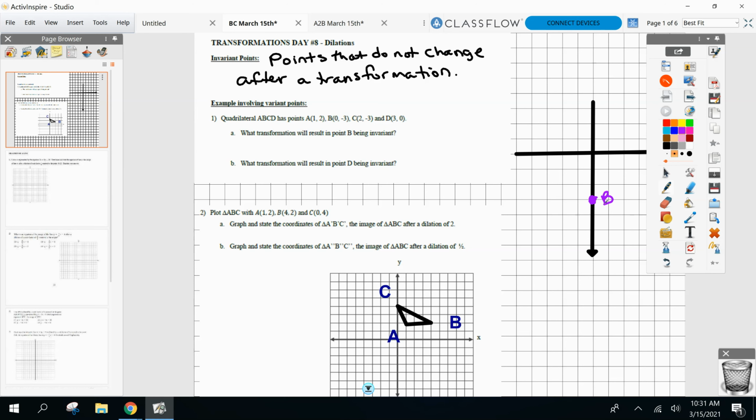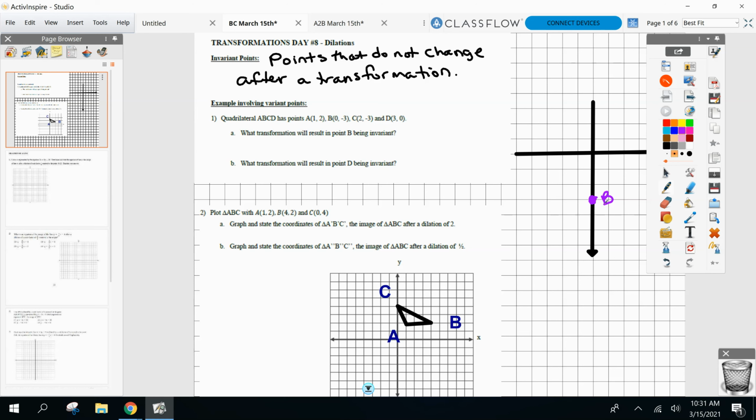What I need your help with is, can you come up with a transformation, and be specific, that will land B prime exactly where B is? So B is not going to move after I perform your transformation. That would make it invariant. Can we come up with a specific transformation that I apply to point B and it's not going to go anywhere? That would make point B invariant.